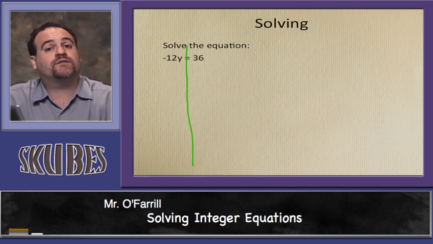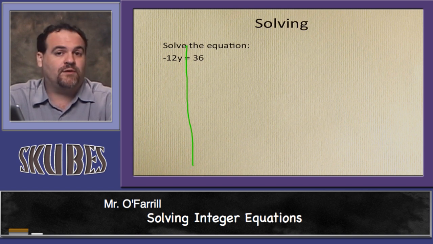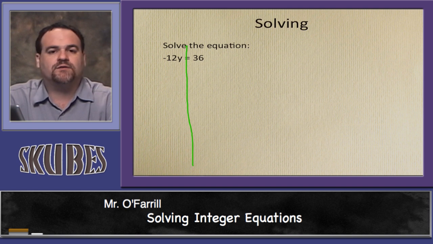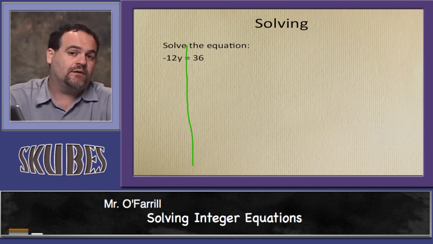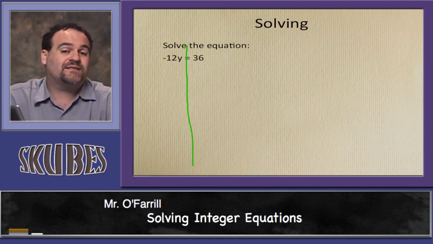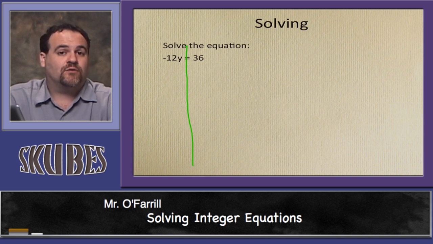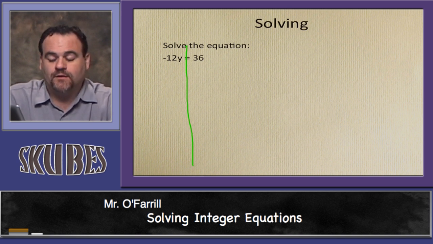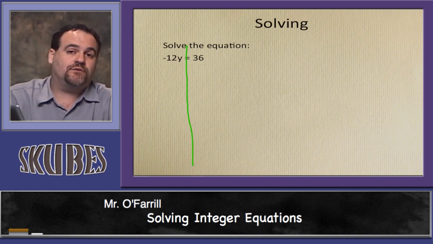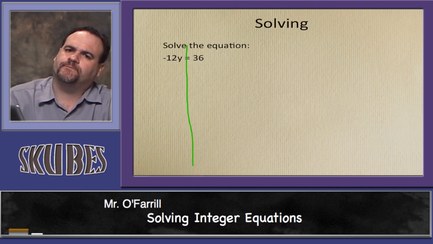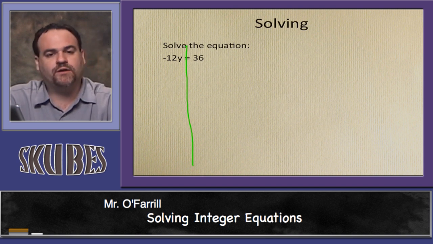But if you find as the problems get more complex that maybe you start making some errors, having some mistakes, maybe it's a good time to introduce that back in as an aid to help you see what it is you need to be doing. So we have negative 12 times y, and what's the opposite of multiplication? Division. All right, we're going to divide.